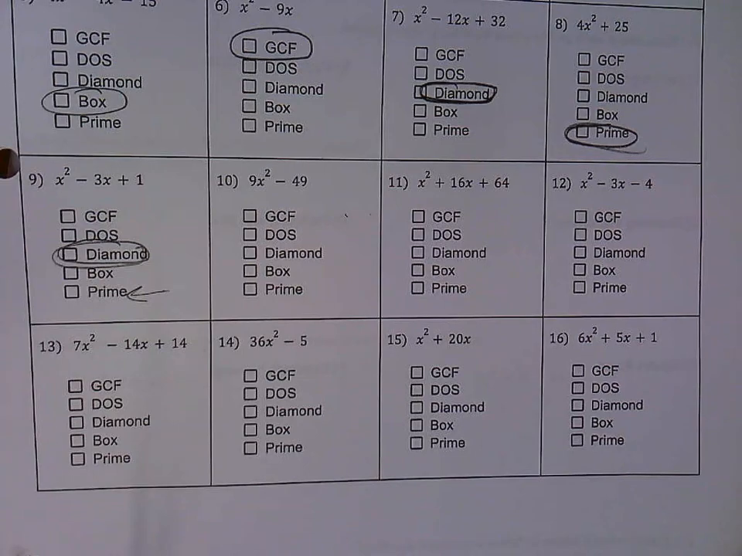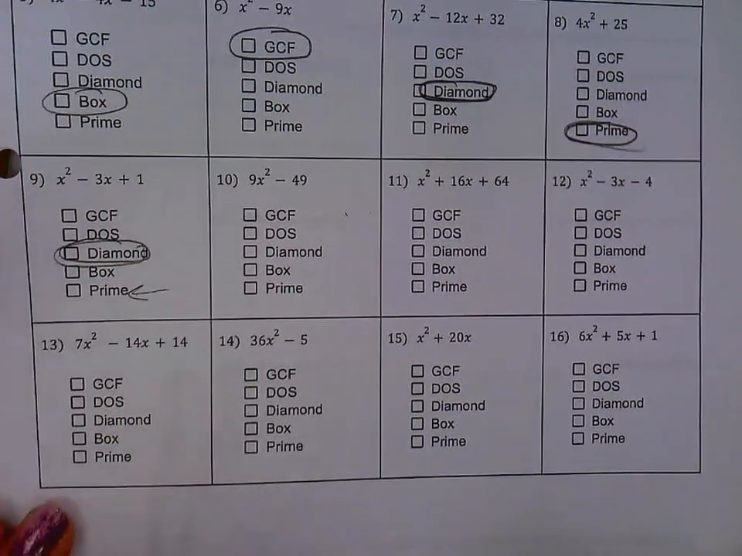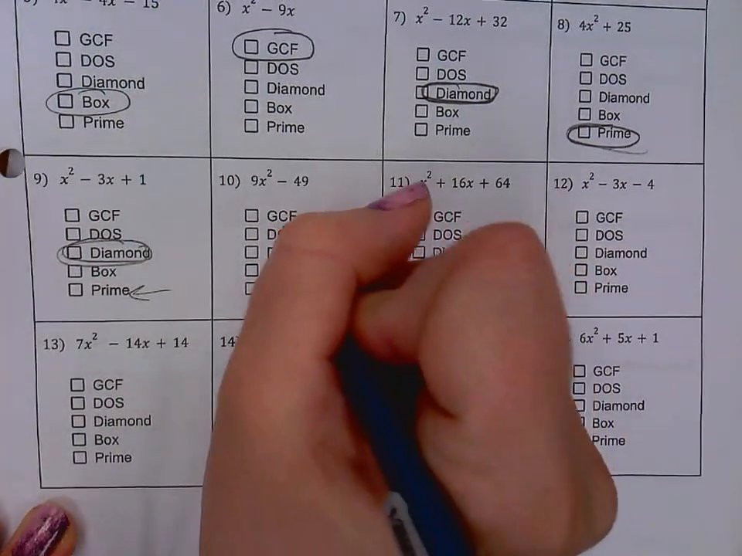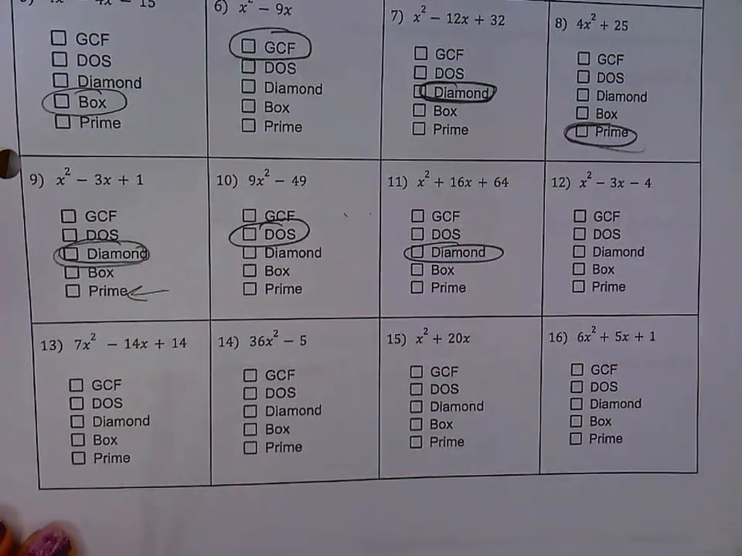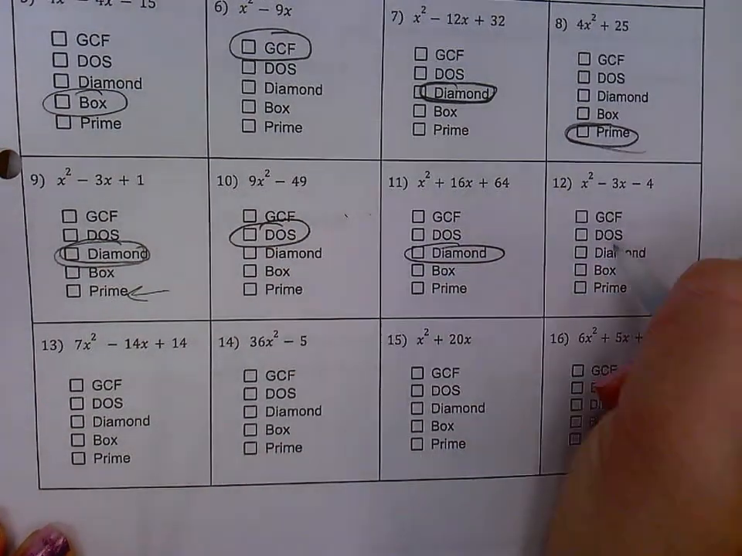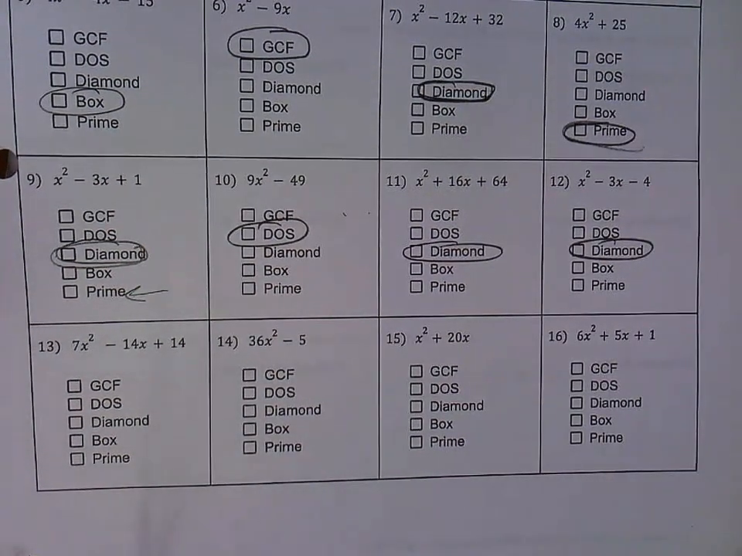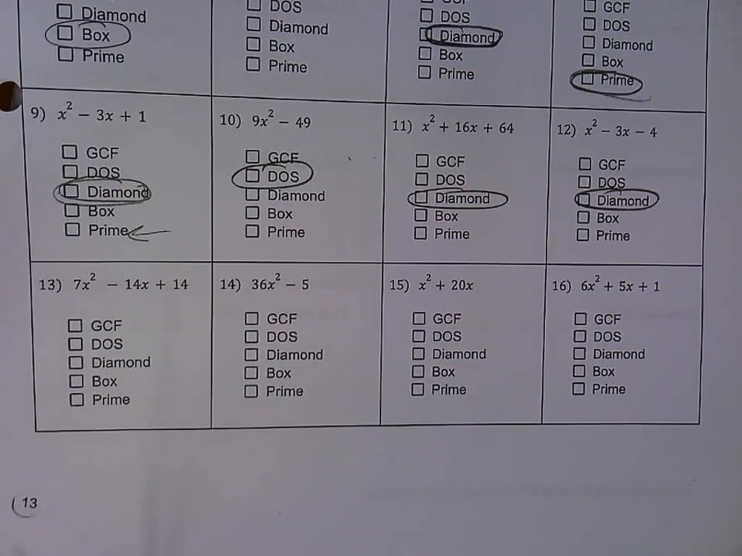Okay, number 10, what'd you say, Orion? It is difference of squares. 11, diamond again. 12, diamond again. So there are 3 terms, and then the A value is 1 sitting in the front. And then who wants to take a shot at the last row? Poppy, you're going for it.